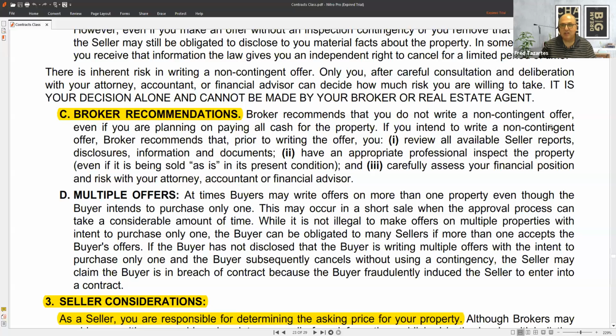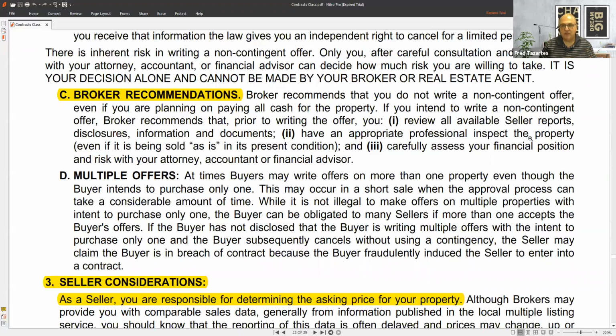Again, we recommend you do not write a non-contingent offer. We recommend you have a professional inspection of the property. We recommend you assess your financial position and risk with your attorney. So, again, we want to protect the buyer.